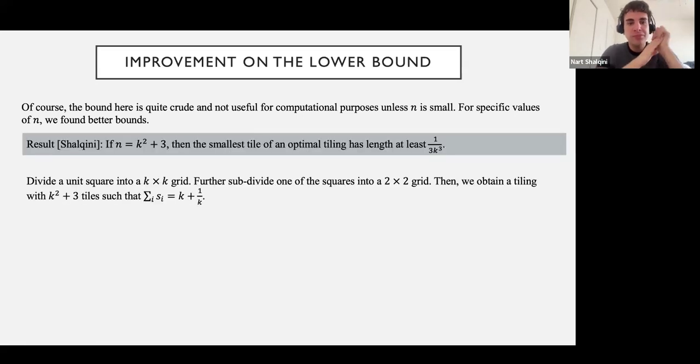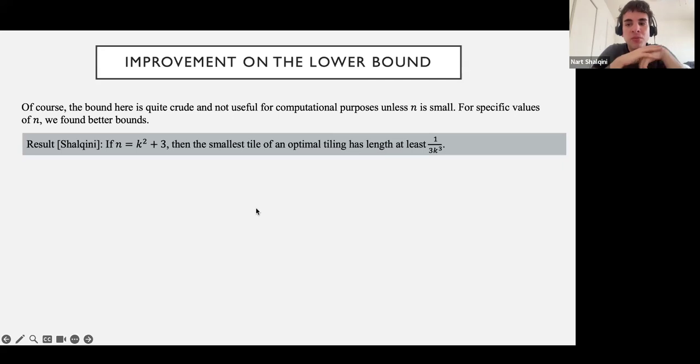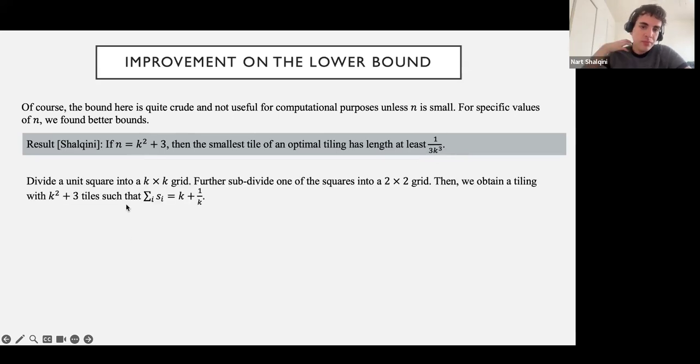And I managed to, in fact, improve a bound quite significantly if n is k squared plus 3. Then the smallest tile of an optimal tiling has to have length at least 1 over 3k cubed. So this means that if I want to find optimal tilings for this value of n, I only have to deal with the cases when the smallest tile has length at least 1 over 3k cubed.